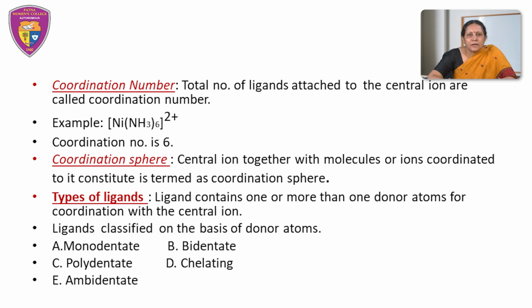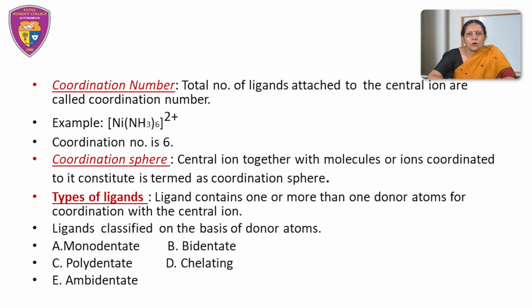Next, coordination number. The total number of ligands attached to the central ion is called the coordination number. For example, hexaamminenickel 2 ion. Here nickel is surrounded by 6 ammonia molecules. The structure is octahedral. The coordination number is 6. Next is the coordination sphere. The central atom or ion and the ligands attached to it, enclosed in a square bracket, are called the coordination sphere.